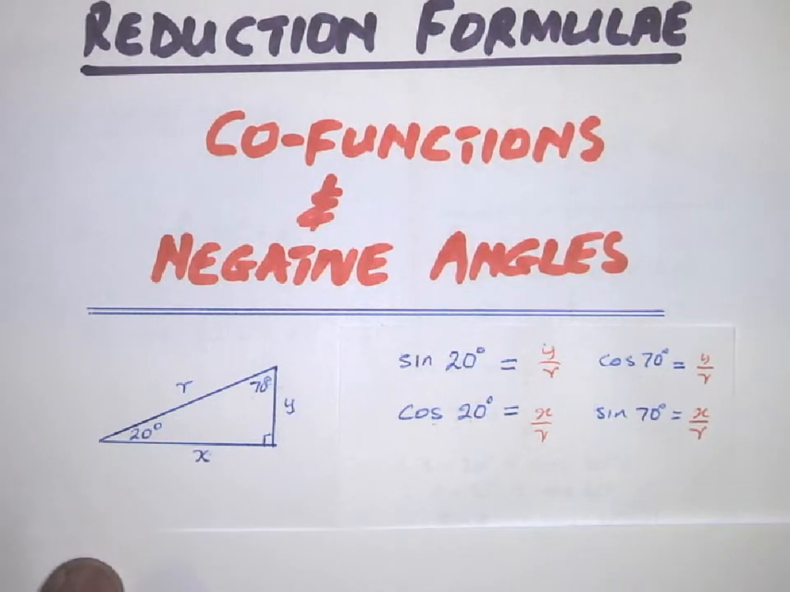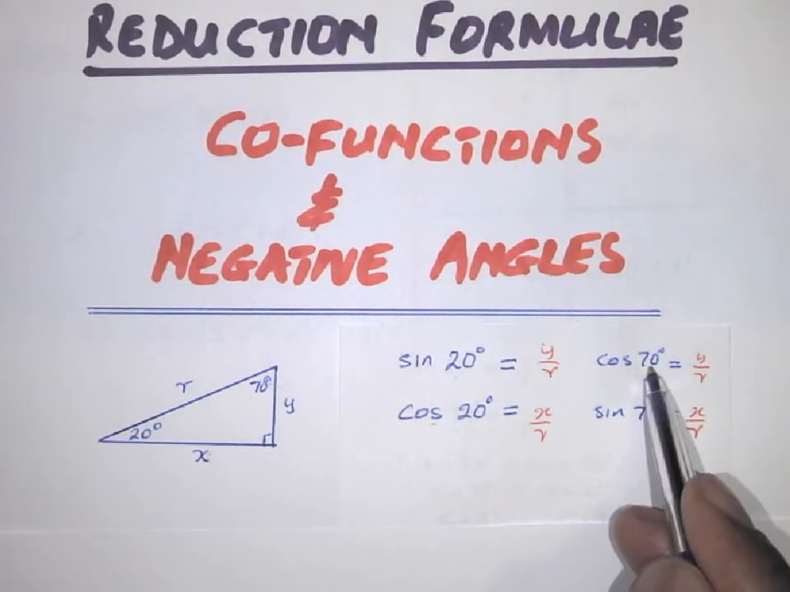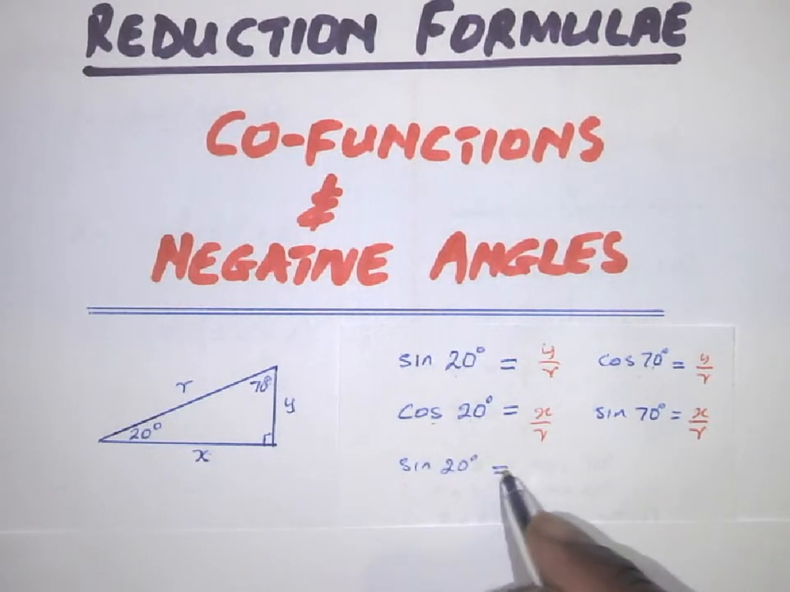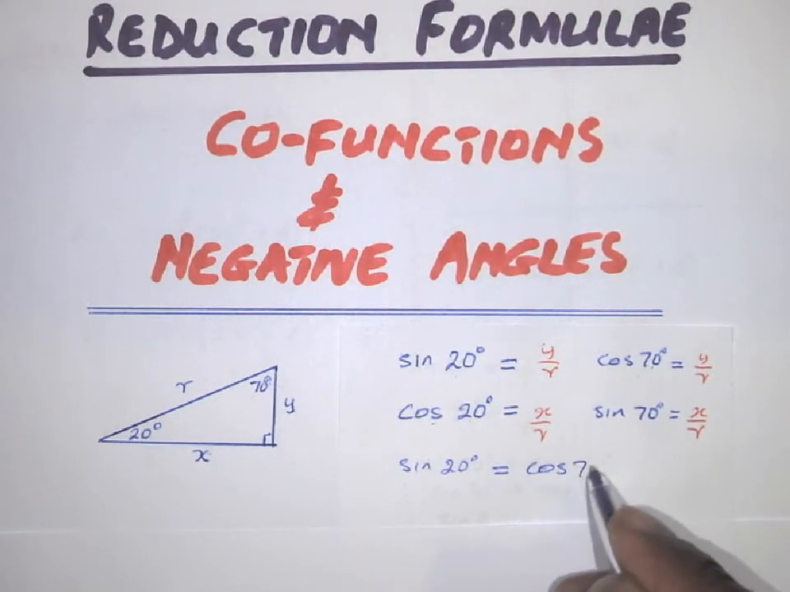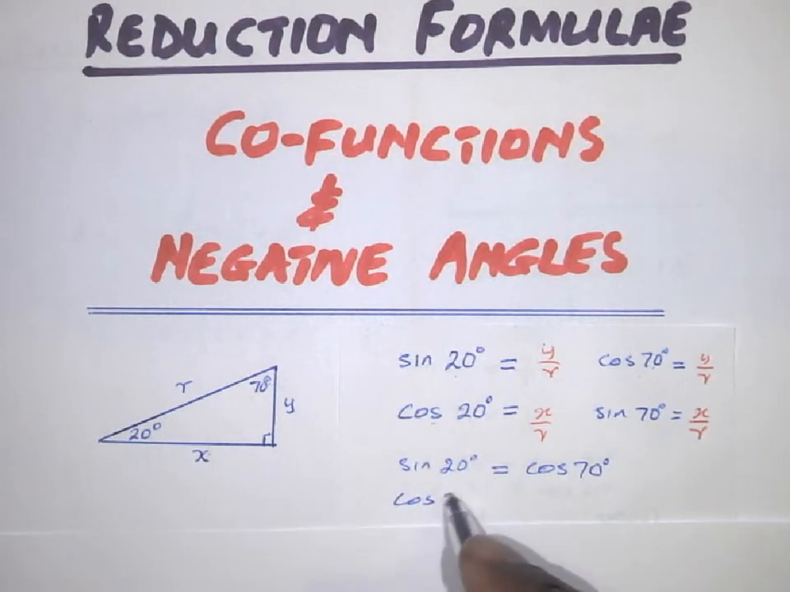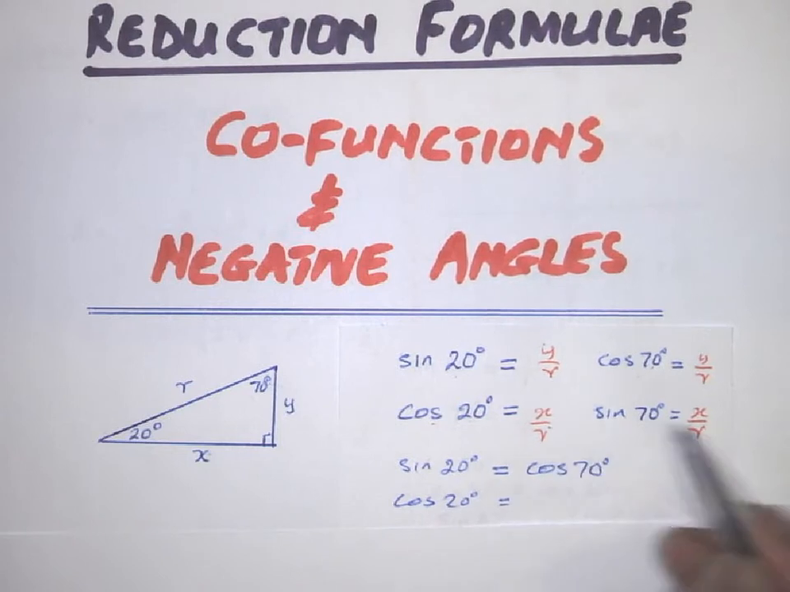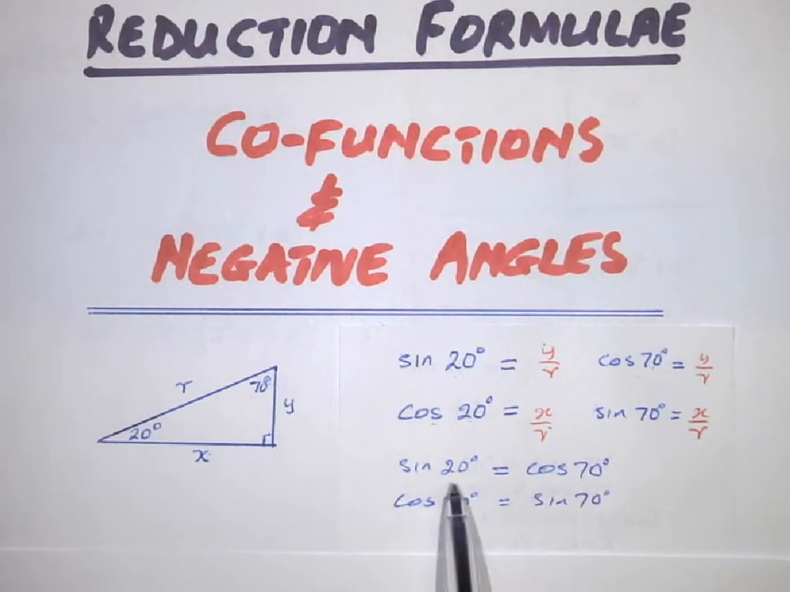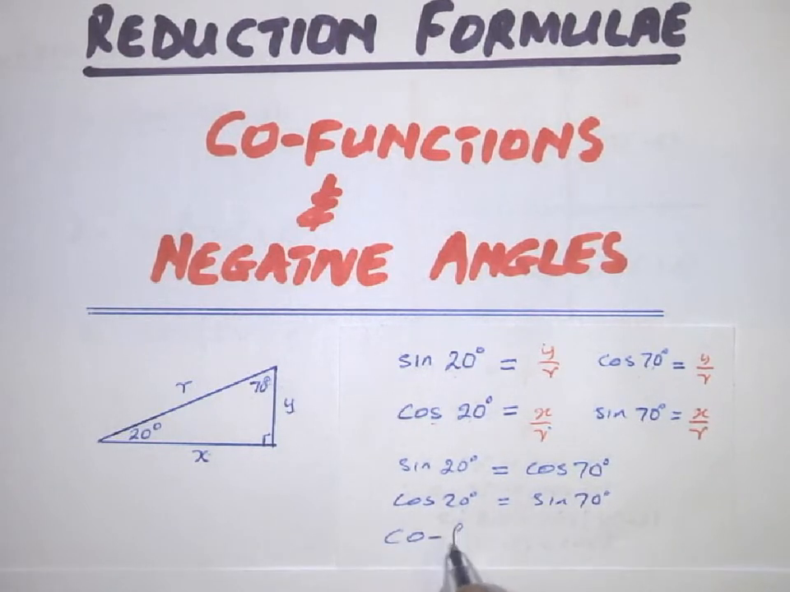Now we can see that sine 20 is the same as cos of 70. Sine of 20 degrees is equal to cos of 70 degrees. Also, we can see that cos of 20 degrees gives you the same value as sine of 70 degrees. Now, therefore, we call these trig ratios cofunctions. So these are called cofunctions.